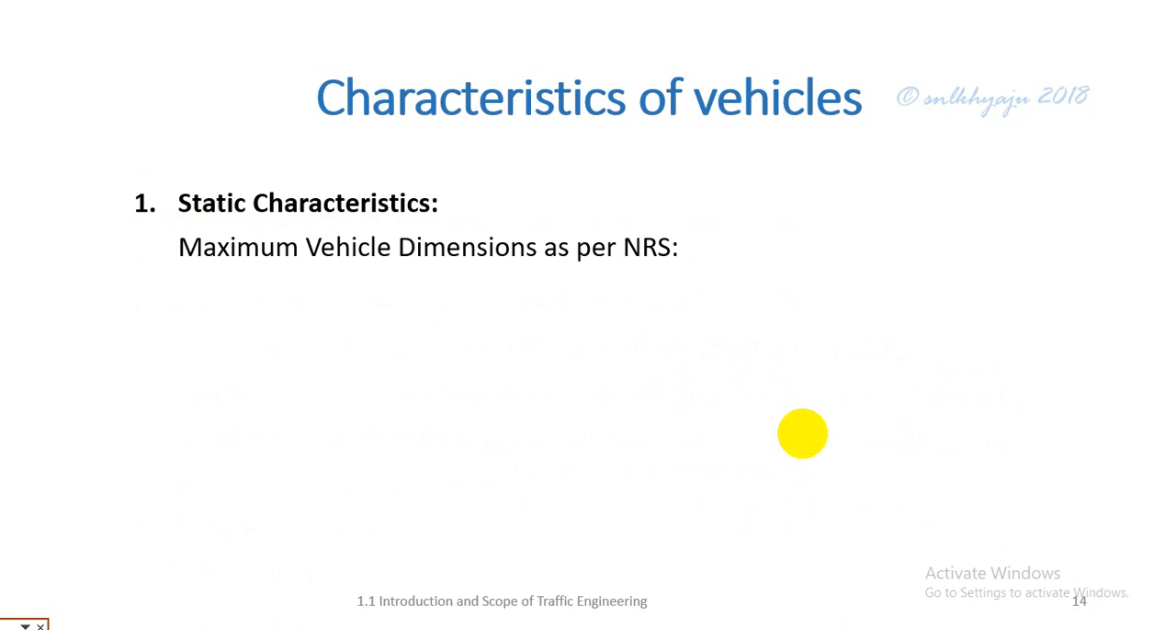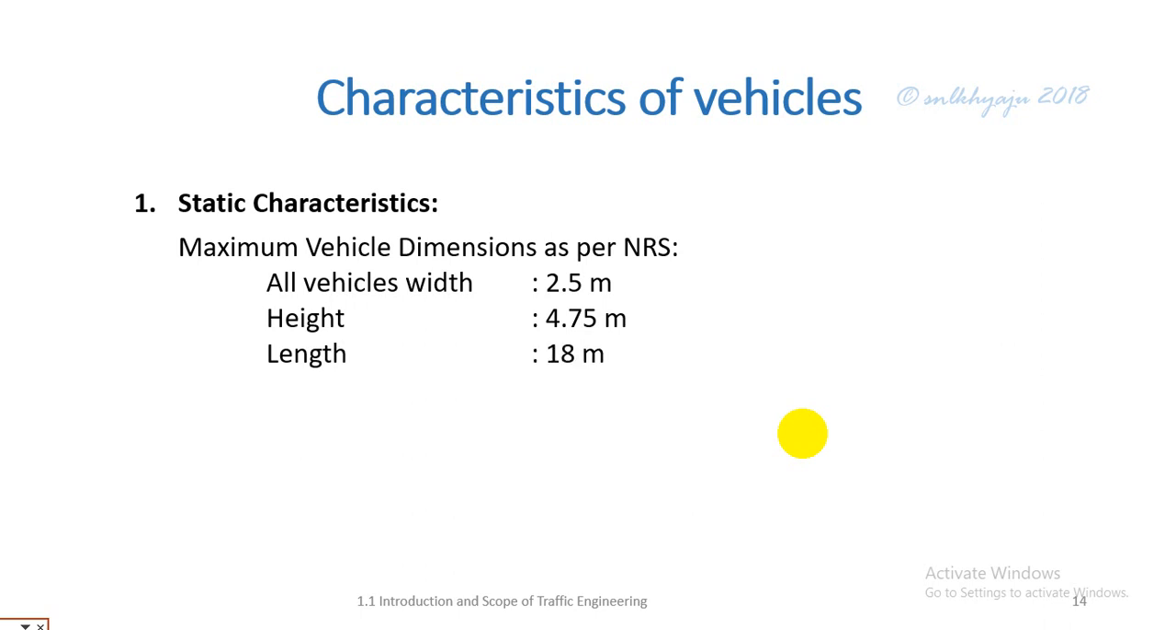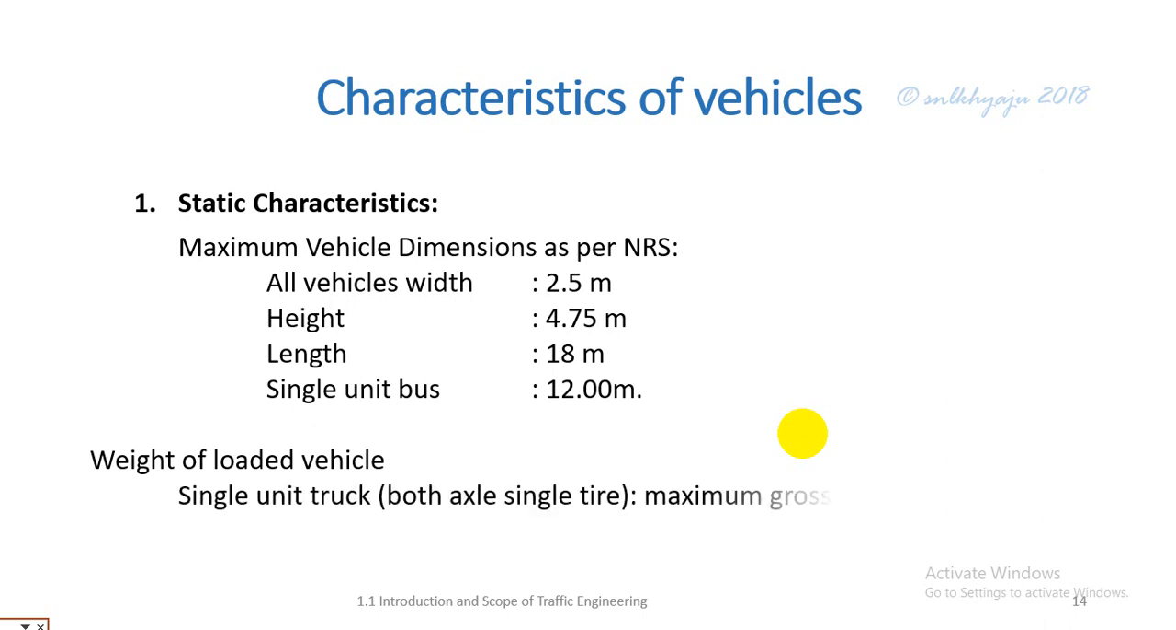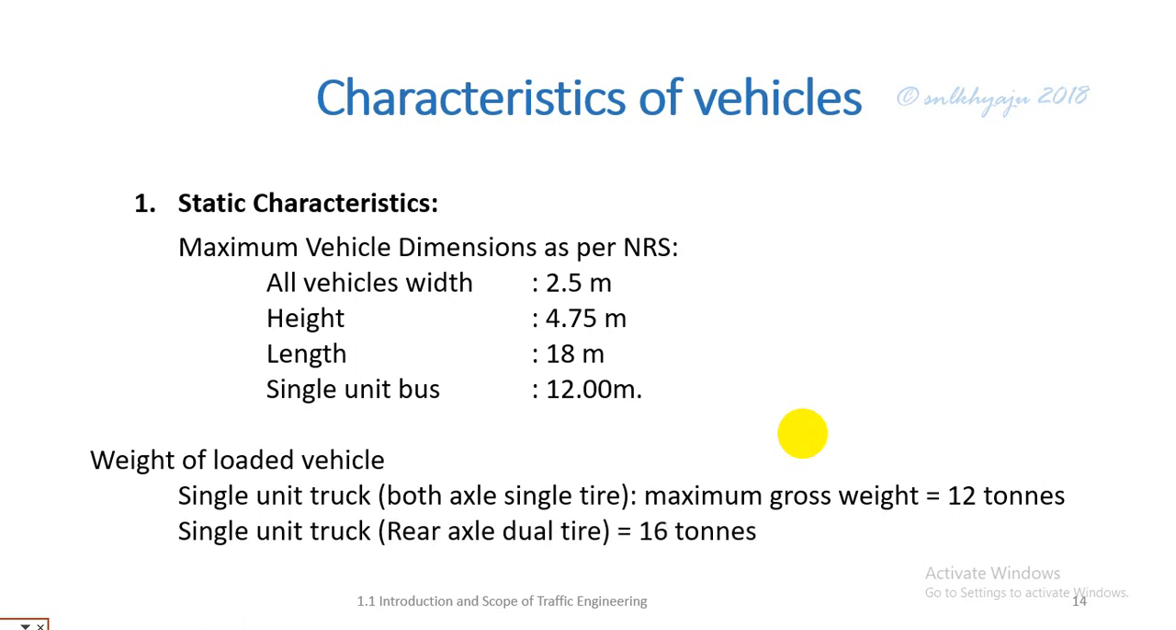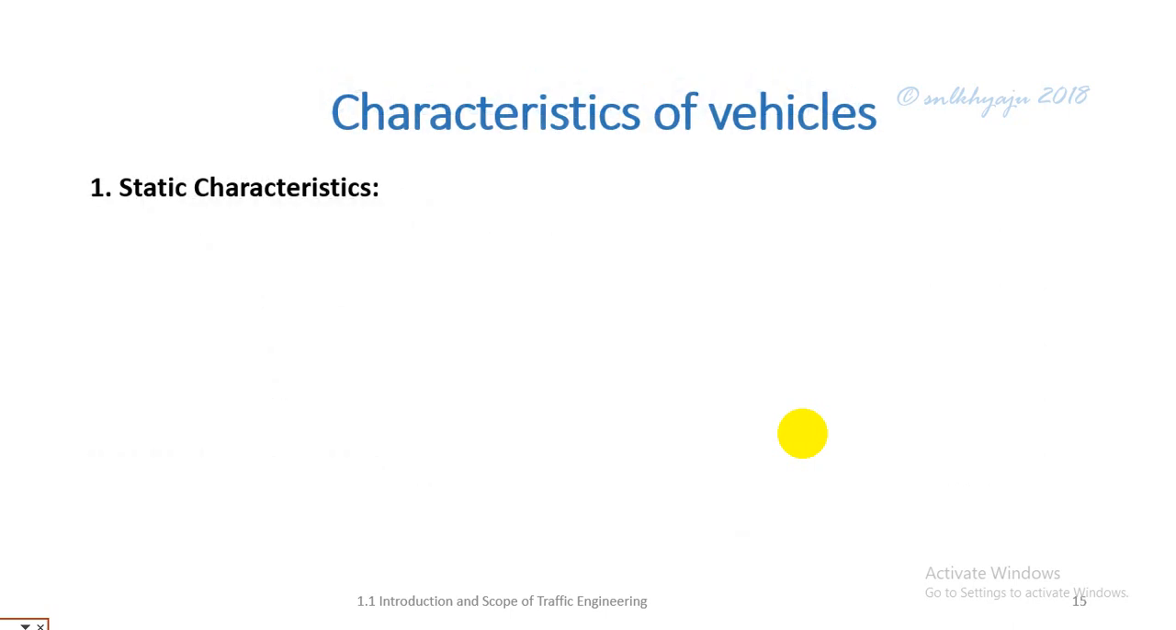Maximum vehicle dimensions as per Nepal Road Standard: all vehicle width 2.5 meter, the maximum height of the design vehicle is 4.75 meter, length 18 meter, single unit bus 12 meter. Weight of loaded vehicles: single unit truck maximum gross weight equal to 12 tons, single unit truck rear axle dual tire 16 tons. And as per Indian Road Standard, the maximum dimensions of the vehicle are as shown.